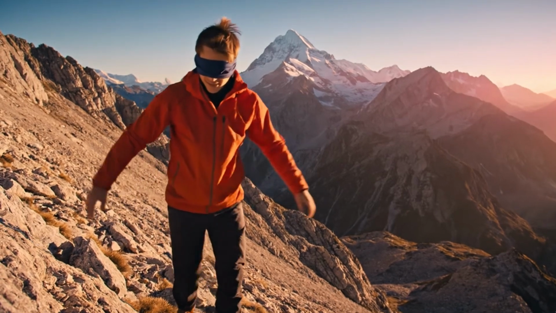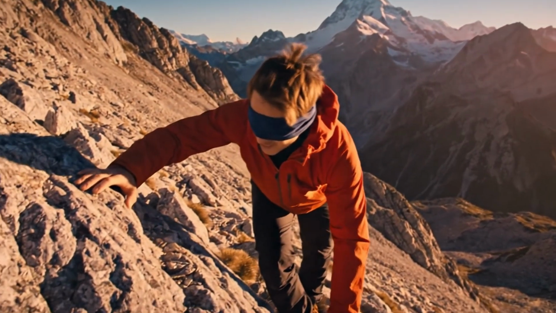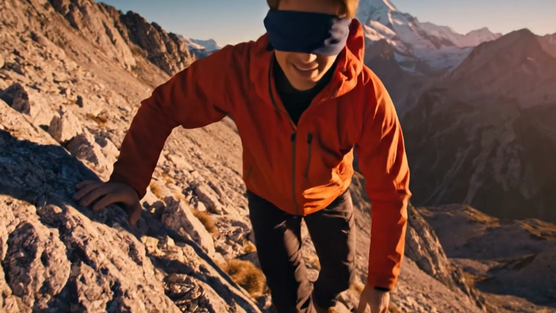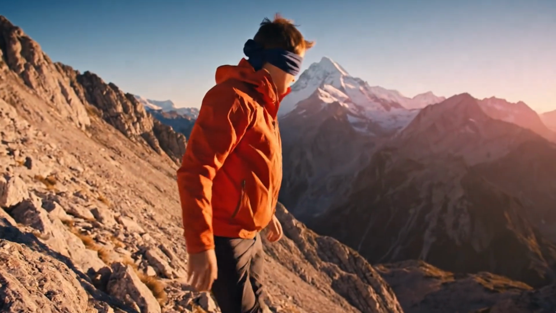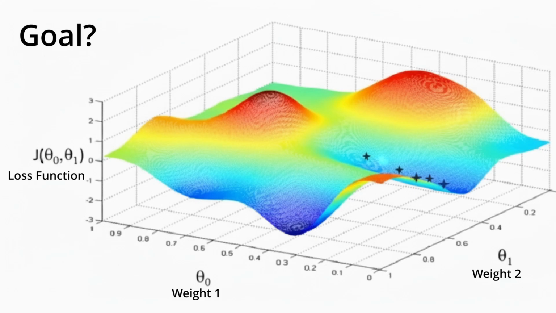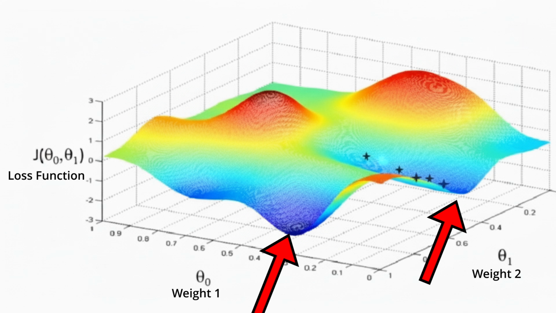Imagine you're standing on a big mountain, but you're blindfolded. You can't see where you're going. You can only feel the slope under your feet. Your goal? Find the very bottom of the valley. That's basically what gradient descent does inside of a neural network. It helps the model find the lowest point, where its predictions are most accurate.